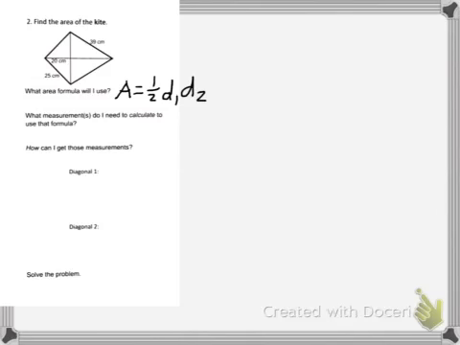So the next thing we need to do is figure out what are the 2 measurements that I need to calculate to figure out this formula. Well, clearly I need the 2 diagonals. I need D1 and I need D2. The only piece that I have right now given to me in the problem is there's a little half length there on the left that says 20 centimeters. That's part of a diagonal, but that's not the whole diagonal. So I need to ask myself, how can I get these other measurements?